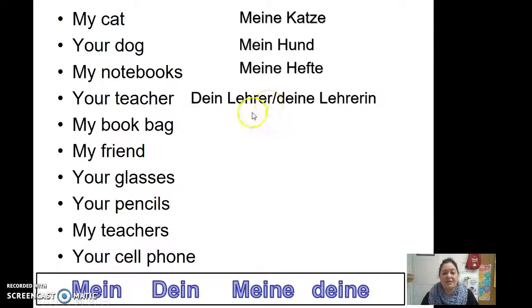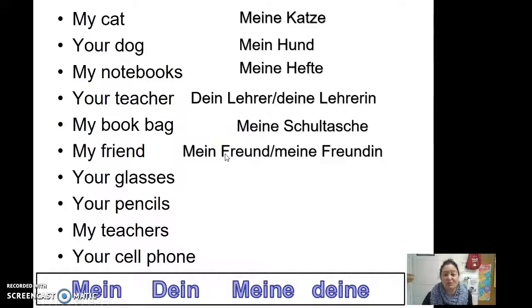Your teacher, dein Lehrer oder deine Lehrerin. I didn't say if it's a masculine or feminine one, so you could pick whichever one. Either one works. But make sure dein goes with Lehrer and deine goes with Lehrerin. My book bag, meine Schultasche. If anybody wrote mein Rucksack, that's okay too, but it should just be mein because Rucksack is a der word. My friend, I didn't tell you if it was a female or male again, did I? So you have a choice, mein Freund or meine Freundin. Either one works because I didn't tell you which.